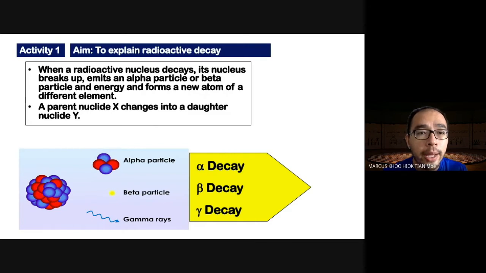Okay, so when a radioactive nucleus decays, its nucleus breaks up and emits an alpha particle or a beta particle and energy. There's always energy when the radioactive substance decays, and it forms a new atom of a different element. So a parent nuclide X changes into a daughter nuclide Y. That means after decay, it becomes something else, depending on the kind of decay.